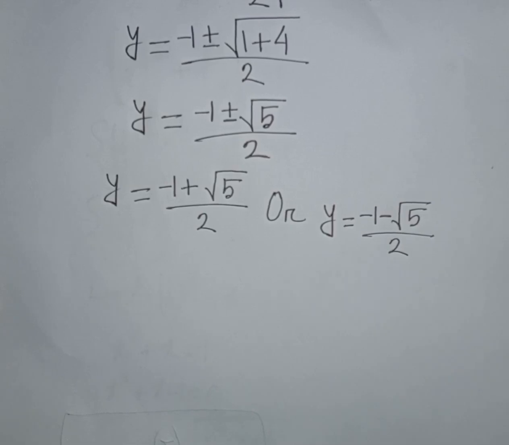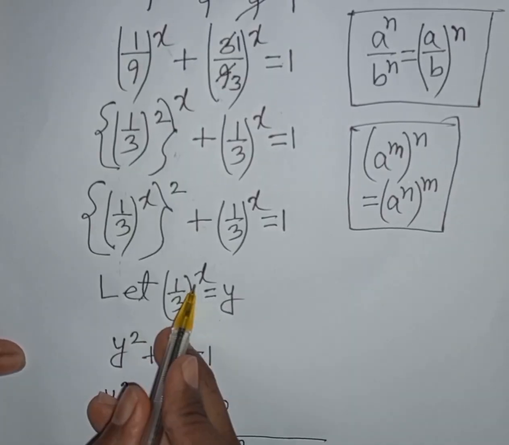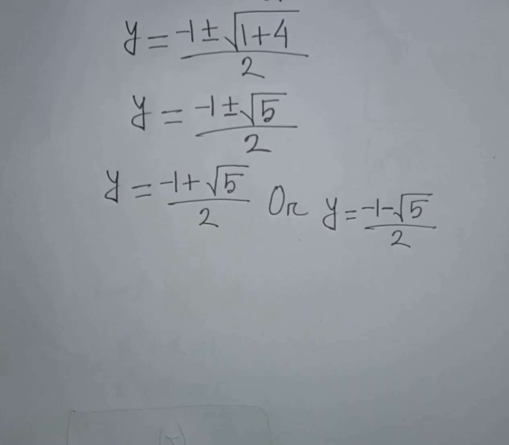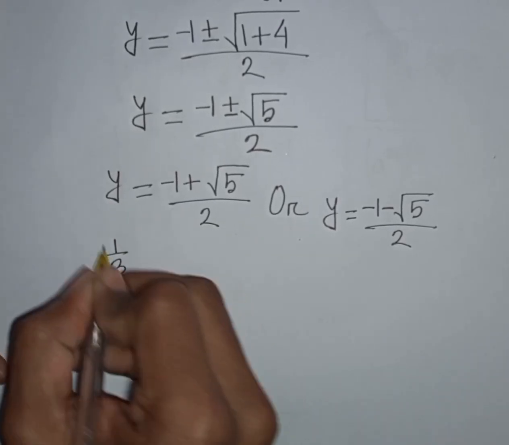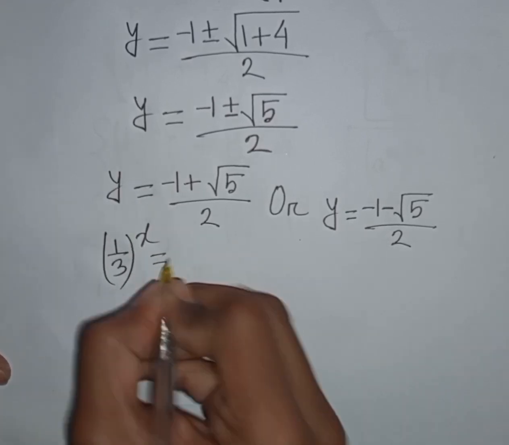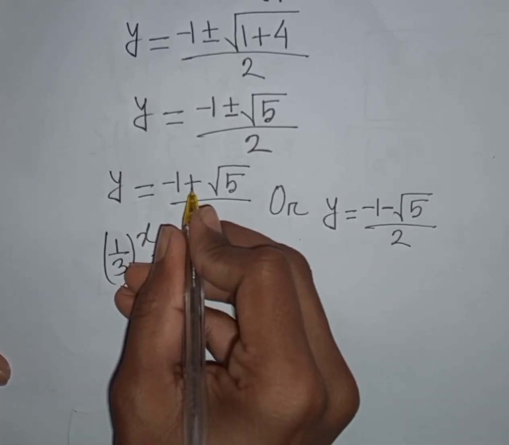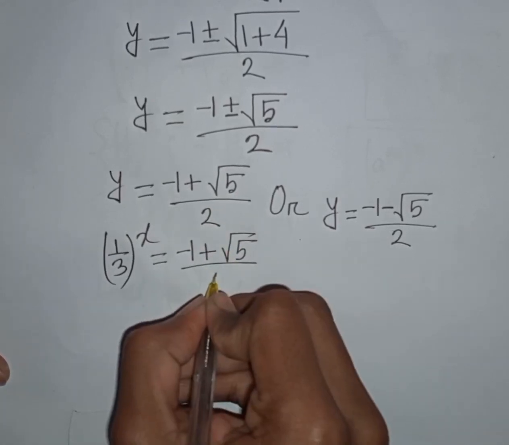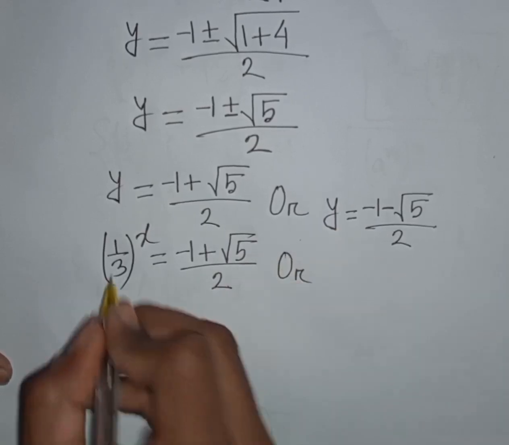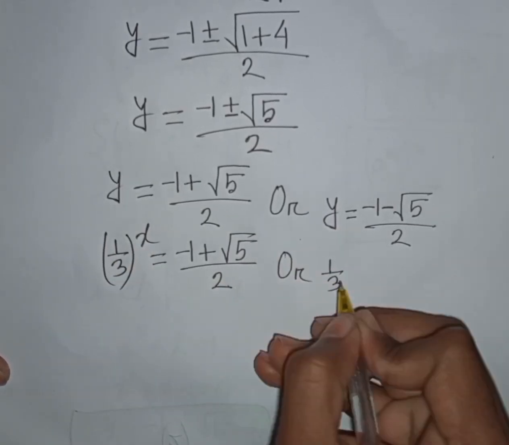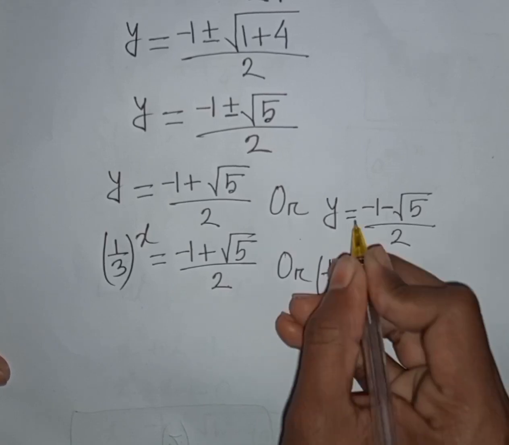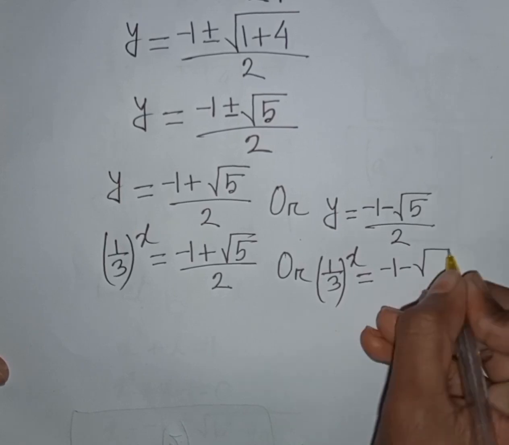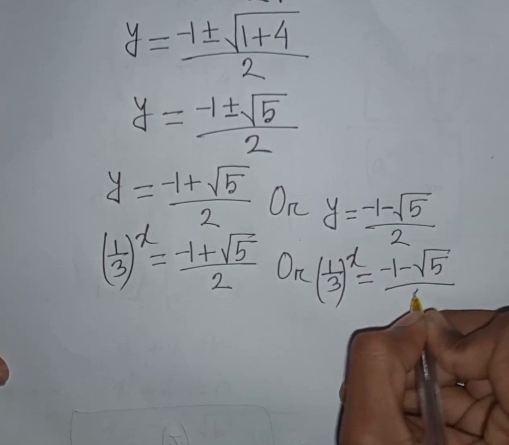Now remember that let (1/3)^x be substituted by y. So y, that means (1/3)^x, is equal to (-1 + √5)/2, or y, that means (1/3)^x is equal to (-1 - √5)/2.